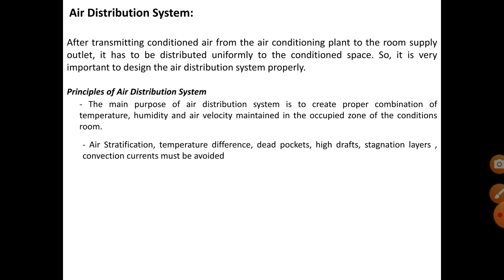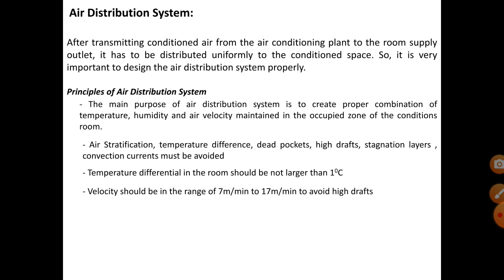Again, the temperature difference, even if it is happening, should not be larger than 1 degree Celsius inside a room. If you are talking about a building, it should not be more than 2 degrees Celsius between two different rooms. And velocity must be in the range of 7 to 17 meters per minute to avoid high drafts.